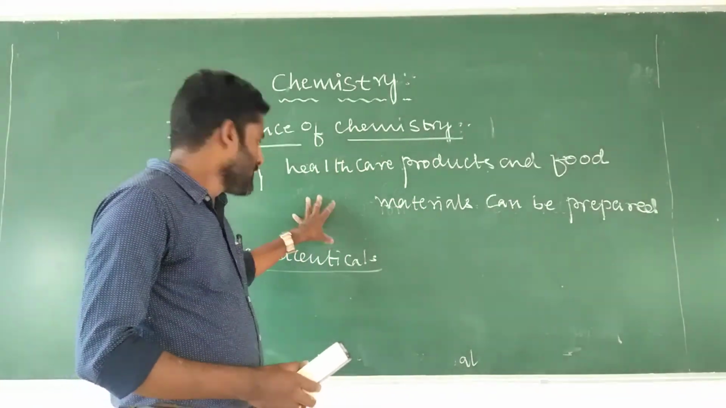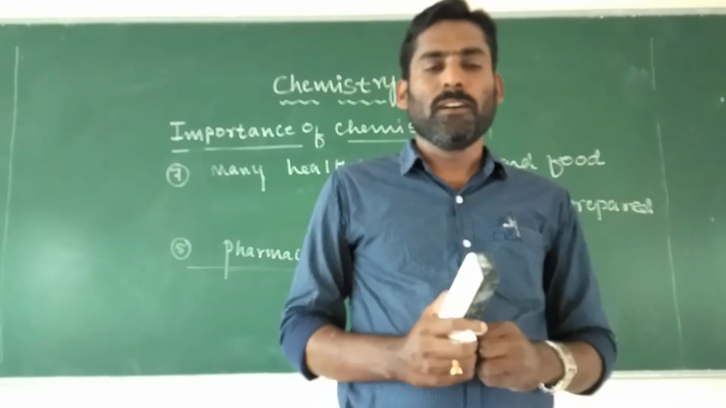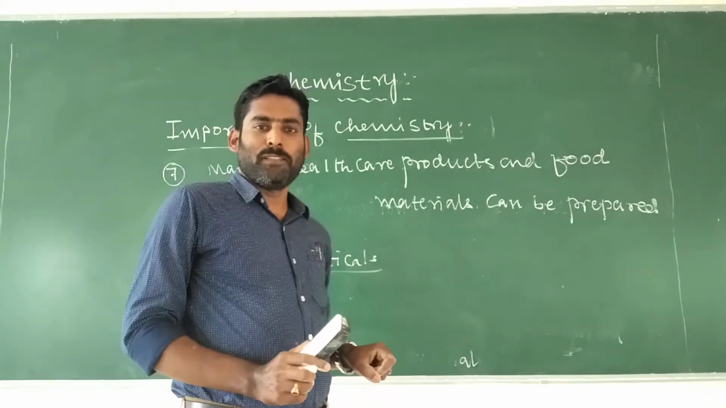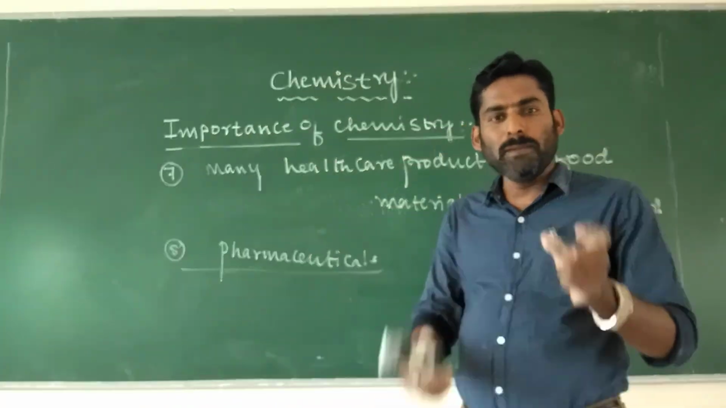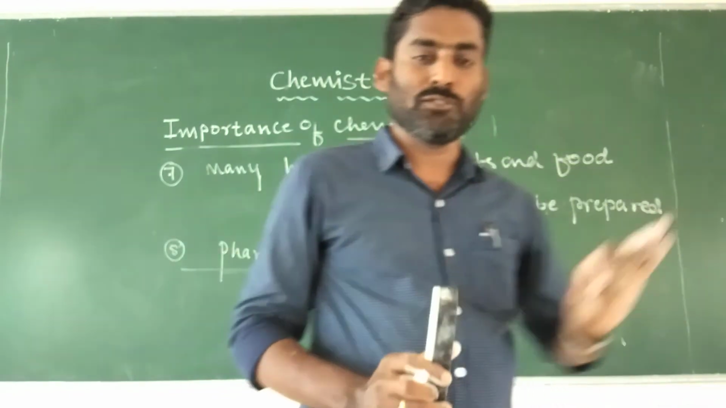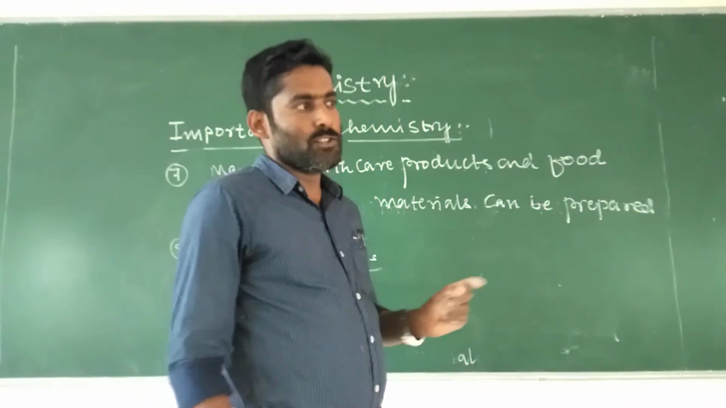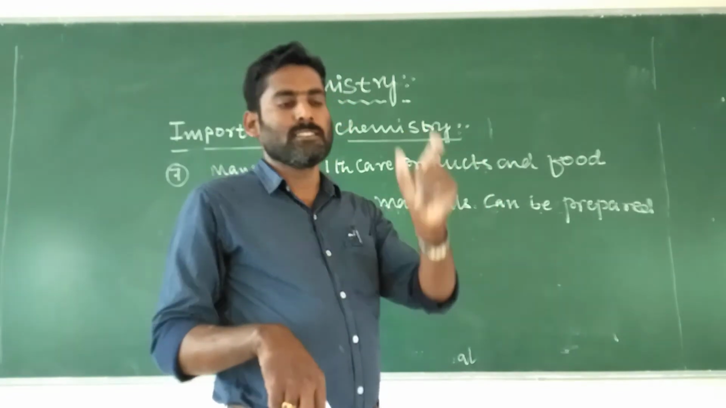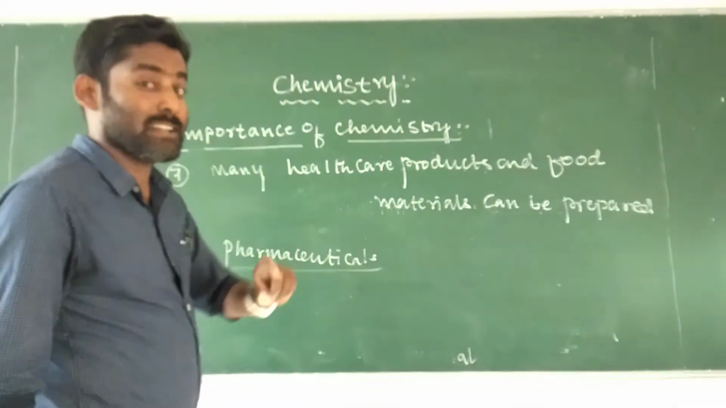Not only these fields. Now, environmental pollution can be controlled by using green chemistry. Green chemistry is the branch of environmental chemistry which deals with the study of chemical substances which are non-hazardous to the environment. That means using the principles of chemistry, using the knowledge of chemistry, the environmental pollution can be minimized with the help of some environmental eco-friendly chemicals. So this is called environmental chemistry or green chemistry.